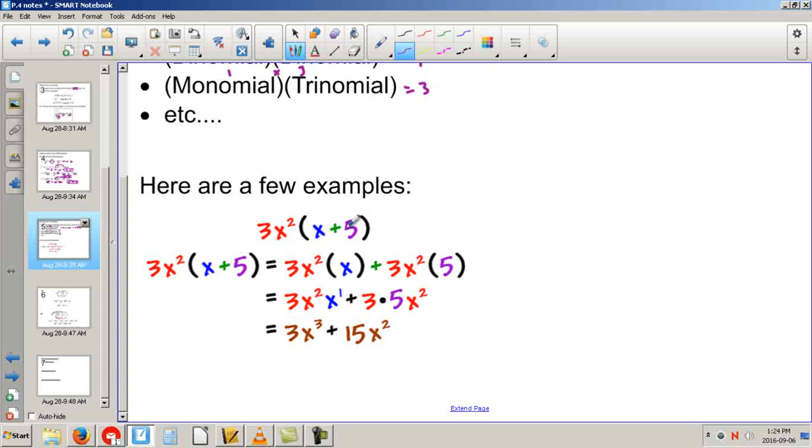3x squared times x plus 5. So this is a monomial, that's 1 term, times 2 terms. I would expect 2 terms. And if you look down here, that's exactly what we get. The 3x squared needs to distribute times both of these. We're going to use the law of distribution. 3x squared times x is 3x to the 3rd. And then 3x squared times 5 is 15x squared. And there's our answer for that.